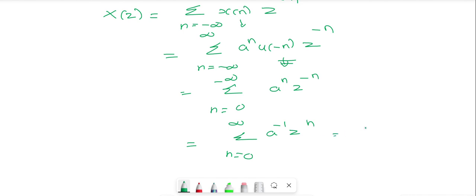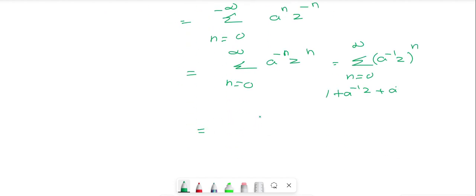Then this can be written as the summation of n equal to 0 to infinity of a inverse z to the power n, that is, a power minus n into z power n. So a inverse z power n, so 1 plus a inverse z plus, and so on. This can be written as 1 divided by 1 minus a inverse z.